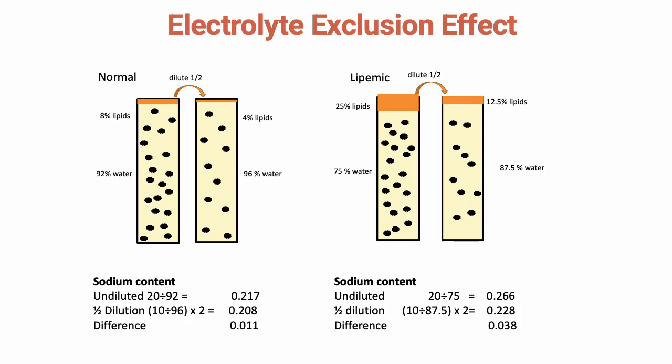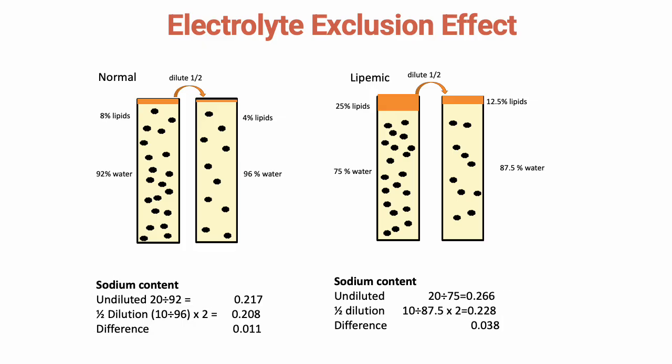In the indirect ISE methodology, the patient sample is diluted prior to measurement. Normally, this dilution has no effect on the accuracy of the measurement. However, if the sample has an abnormally large fraction of lipids or proteins, the dilution underestimates the electrolyte concentration.